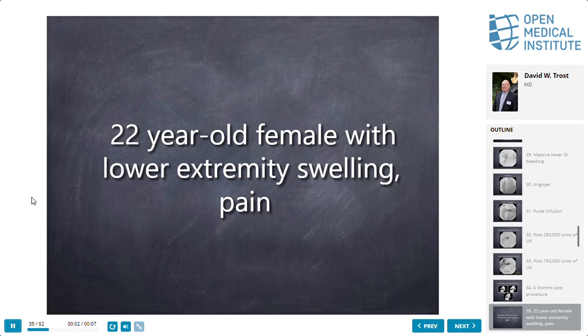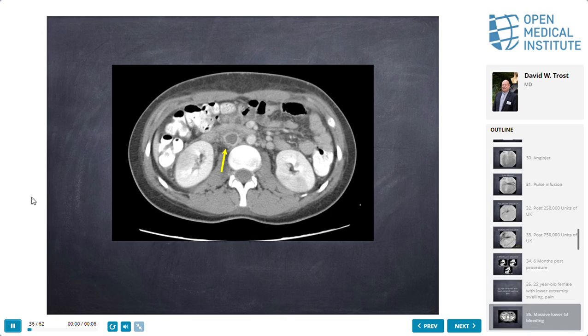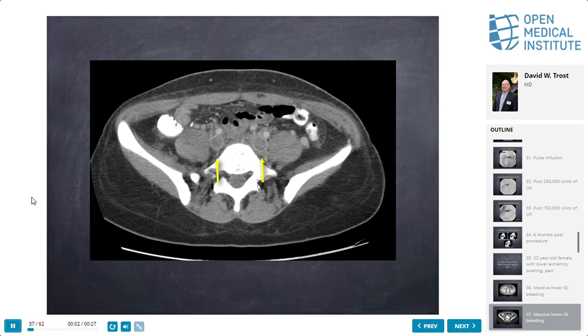22-year-old female with acute lower extremity pain and swelling. So you get that image and that image. What? Thrombus. So the whole IVC is clotted. There's enhancement of the wall. This is acute thrombus. Iliac veins. So most likely, what drug is she on? Oral contraceptives.